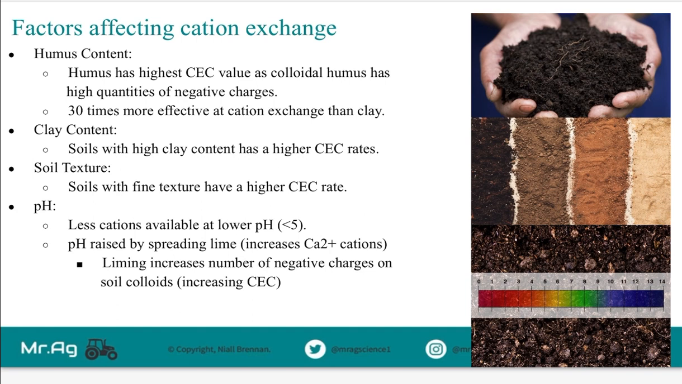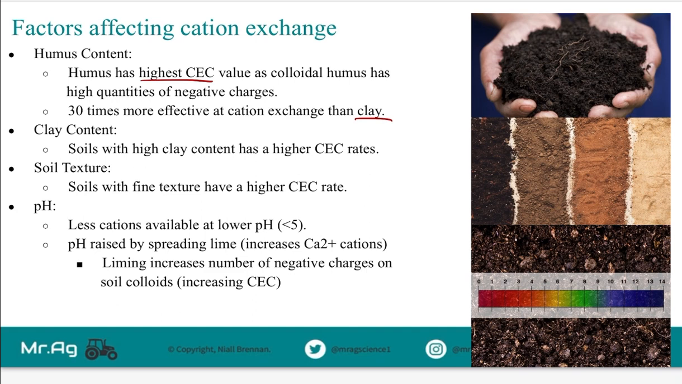So our humus content. Humus has the highest cation exchange value, as the colloidal humus has the highest amount of negative charges. The more negative charges the soil particle has, the more cations it's going to be able to attract. So humus is 30 times more effective than our clay particle, which earlier we saw was nearly 30 times more effective than our sand particles.